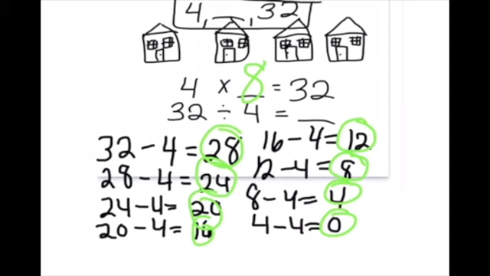Just like if you would have done this strategy that we learned yesterday, if I did equal sharing. So that would be when I count 1 by 1 until I get to 32.